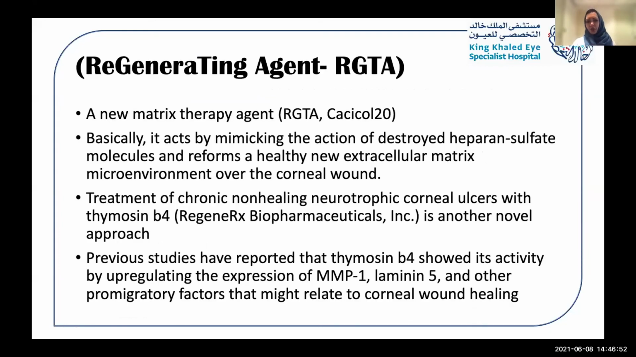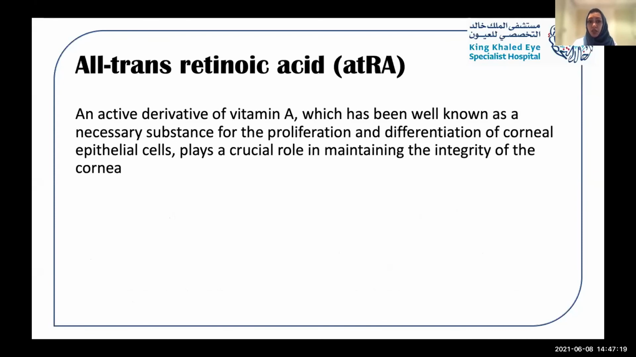These are other newer agents. The regenerating agent, RGTA, is a new matrix agent. It mimics the lost heparan sulfate. We know that heparan sulfate is one of the components of the corneal stroma. It mimics the action and regenerates a new extracellular matrix. Also, there is the all-trans retinoic vitamin A. Like I mentioned, vitamin A has a role in stimulating the proliferation of the corneal epithelial cells and maintaining its integrity.